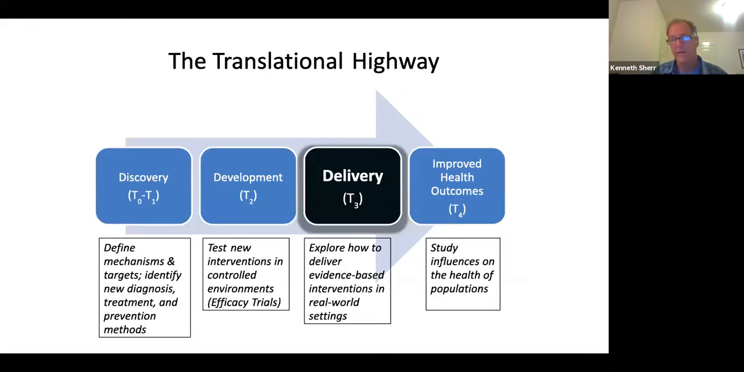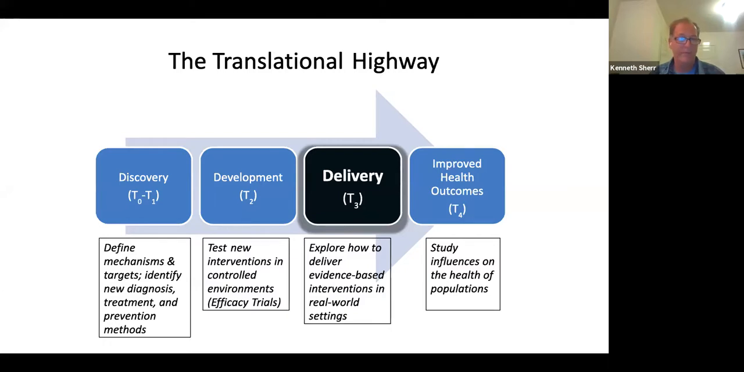Now, thinking a bit more systematically about the translation of evidence-based interventions to the benefit of health outcomes, you can think about different steps of translation and how different research endeavors fall into the different steps, what has been called the translational highway. And so you can speak with researchers all across this continuum and find that they're asking and answering different questions.